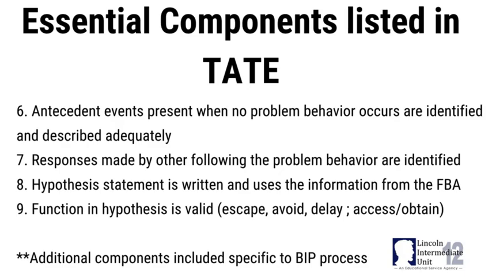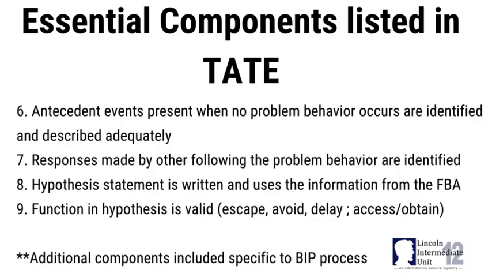Seven, responses made by others following the problem behavior are identified, that consequence, that feedback and reinforcement of the behavior. Eight, a hypothesis statement is written and uses the information from the FBA. We're not just guessing, we've got the data to back it up. And nine, function in the hypothesis is valid. So we're focusing in on escape, avoid, or delay, access, or obtain.